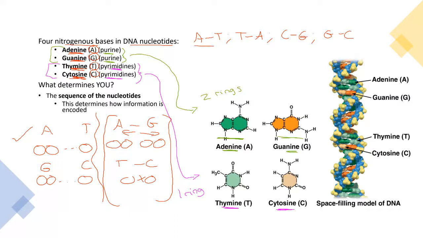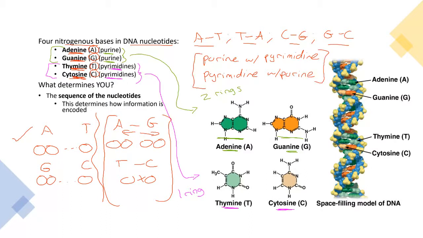That's why you always have A with T, T with A, C with G, and G with C, because you always need to pair a purine with a pyrimidine. And you always have to pair a pyrimidine with a purine. That is why you have the rule.